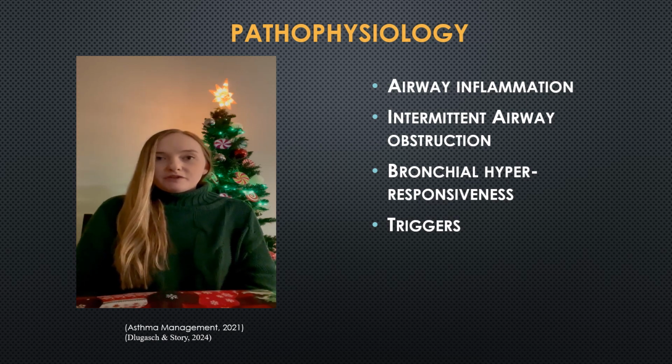Lastly, I will quickly review triggers for asthma. So triggers are just another word for allergens and irritants in the environment. These triggers can be things such as pollen, smoke, pet dander, and it can even be exercise-induced. Overall, the pathophysiology of asthma includes airway inflammation, intermittent airway obstruction, bronchial hyperresponsiveness and bronchoconstriction, and triggers in the environment.